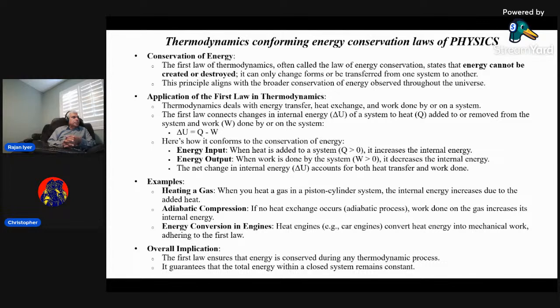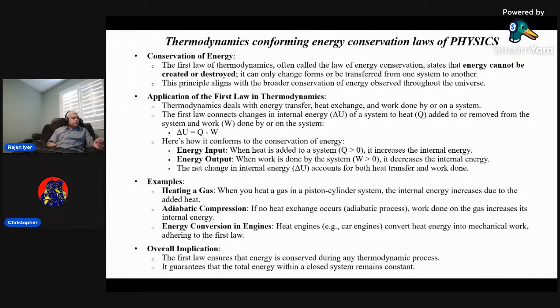Suppose we have energy input, when heat is added to a system. We know that Q has to be greater than 0, and in that case, the equation says the internal energy has to increase. If you have energy output, which means work is done by the system, W has to be greater than 0, and it will decrease the internal energy. So the net change in internal energy accounts for both heat transfer and work done. If the internal energy is changing, there has to be some sort of transfer or work going on, so that we can figure out.